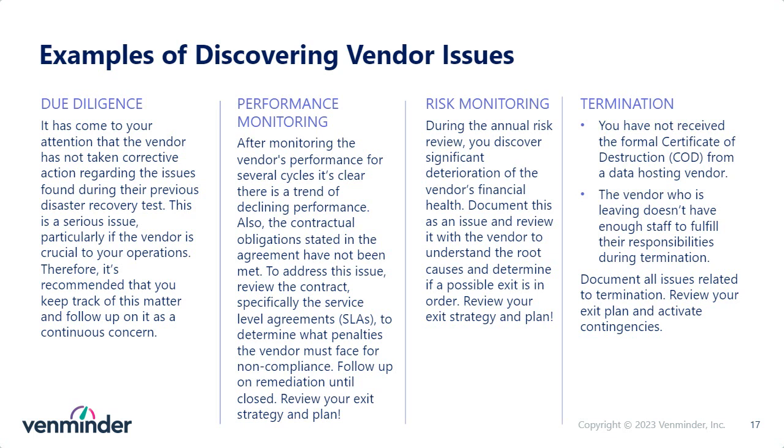Now there's quite a bit of information on the next 2 slides, so I'm going to condense it just a little bit. I do want to continue to give examples of when you might discover vendor issues across that third-party risk management lifecycle. So during due diligence, maybe you're doing your annual due diligence review and it's come to your attention that that vendor never fixed some problems that were discovered during the previous disaster recovery test. You know, that's a really big issue, right? So we need to make sure that that issue is tracked and followed up on because it can interrupt our business.